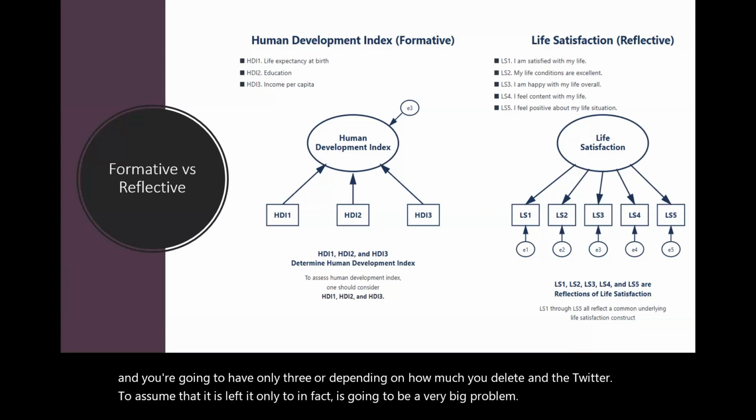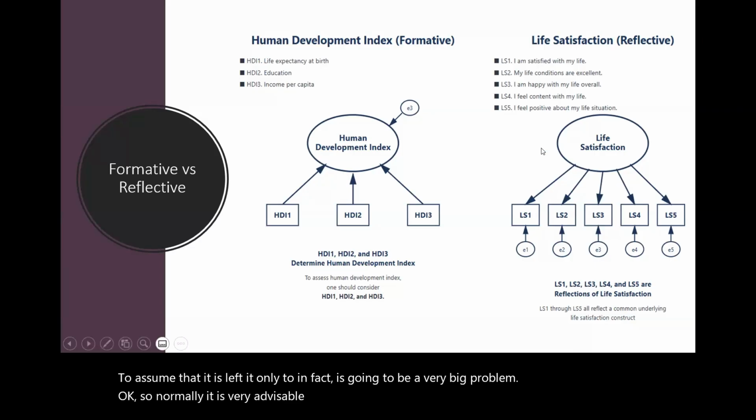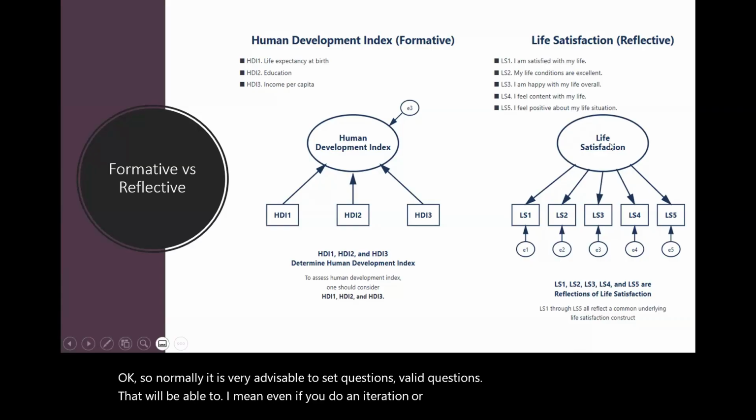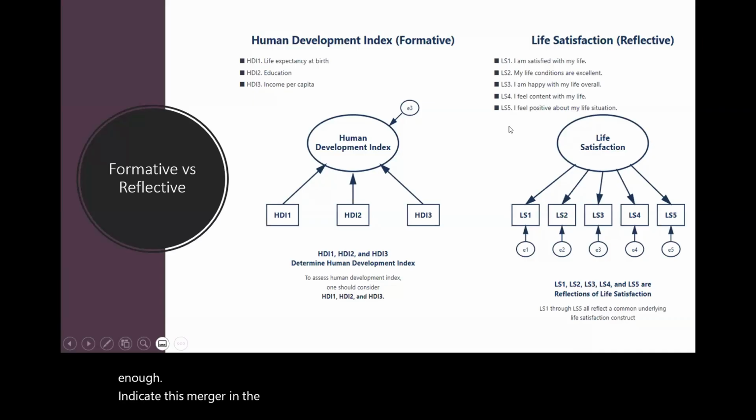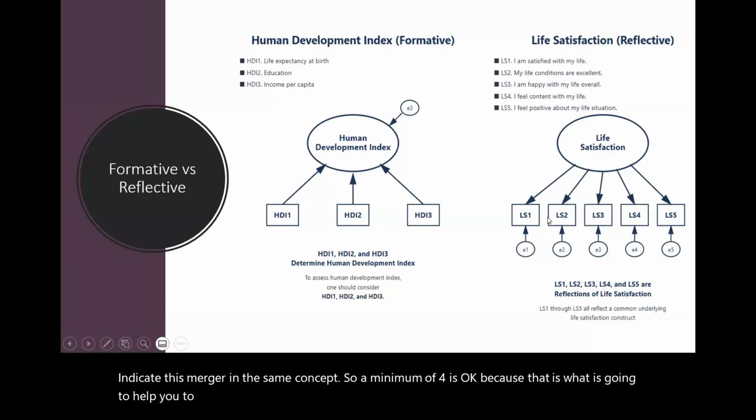Okay, so normally it is very advisable to set valid questions that, even if you do an iteration or deletion, you'll still be able to get enough indicators measuring the same concepts. So a minimum of four is okay, because that is what is going to help you to perform your CTA.